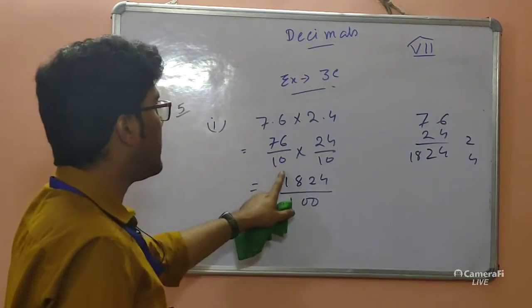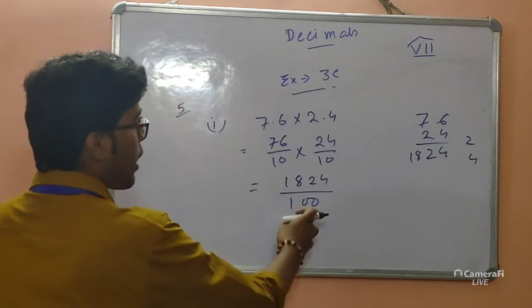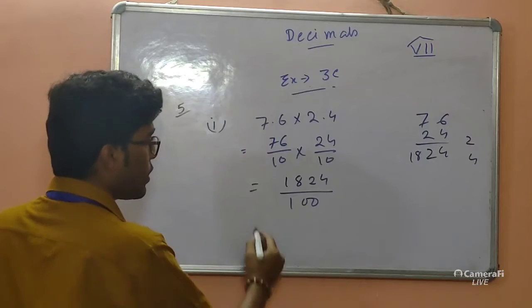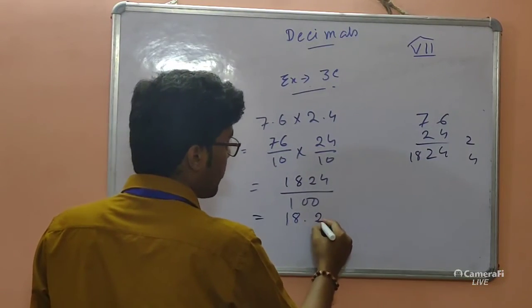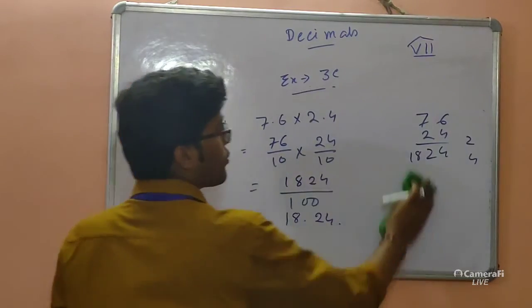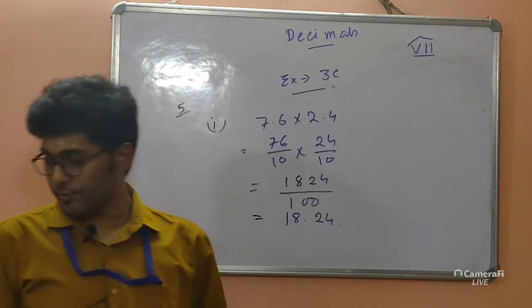Clear? 10 into 10 becomes 100. 76 into 24 becomes 1824. How many zeros are there? 2 zeros are there. So from the right, after 2 places we'll give the point. So it becomes 18.24. Clear? So that is how it's being done. Let us do the next one.